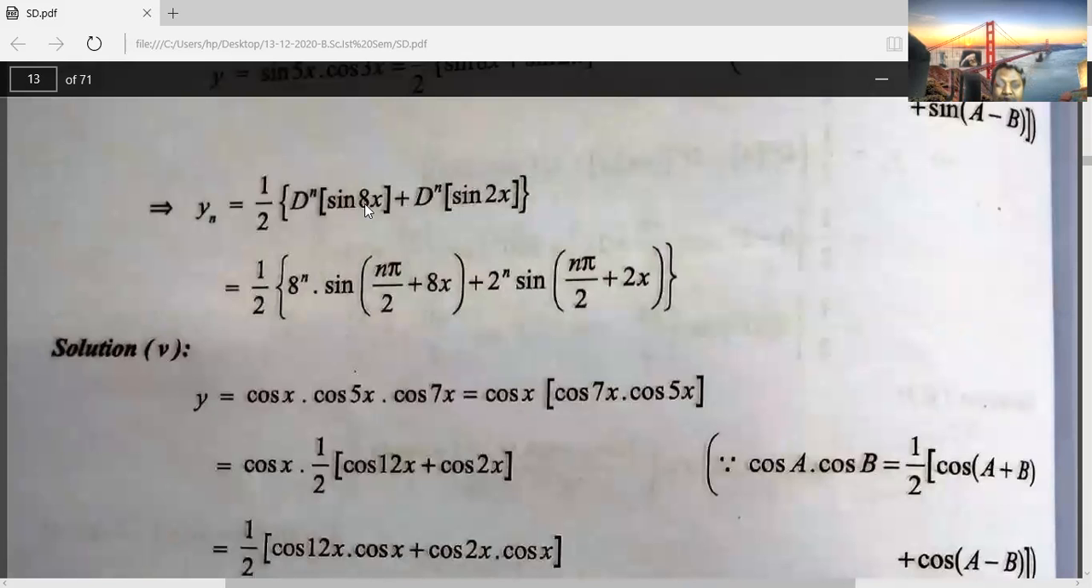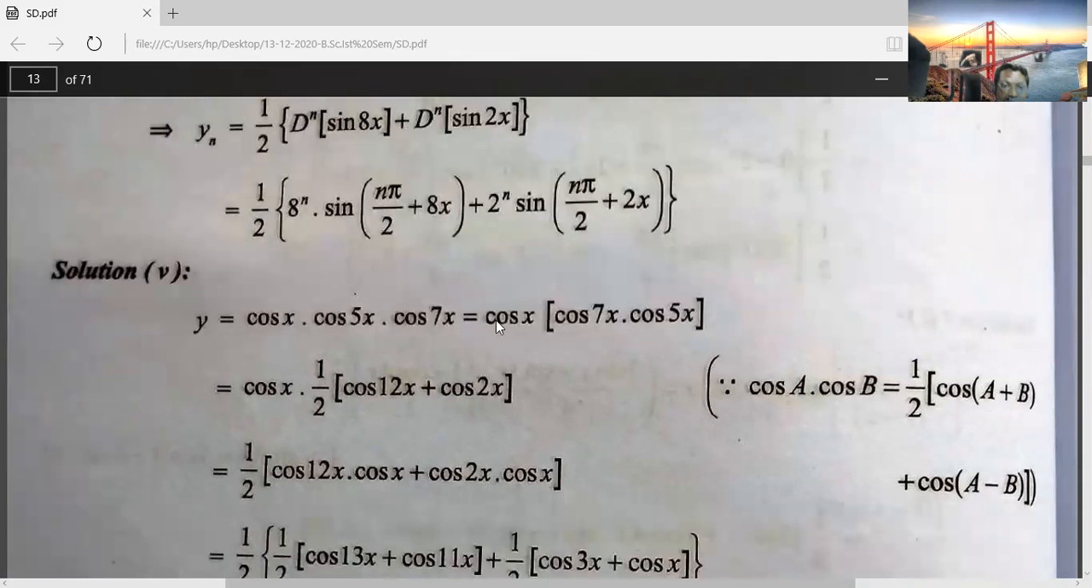Here sin of ax plus b means a is equal to 8, b equal to 0. Then here you are adding 8 to the power n, because a is equal to 8 means a to the power n you are adding. This formula you have already taken in the previous classes. You see the previous classes, there you got this. Now a to the power n into sine of n pi by 2 plus the angle. Actually the value of d to the power n of sine ax plus b is equal to a to the power n sine of ax plus b plus n pi by 2. That is the formula you got in the previous classes, so the same you are applying. For this also the same, a equal to 2, then you are adding this.